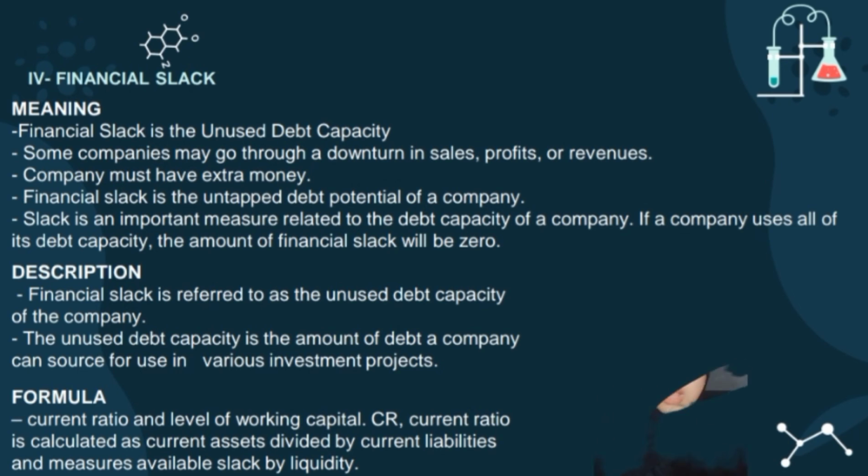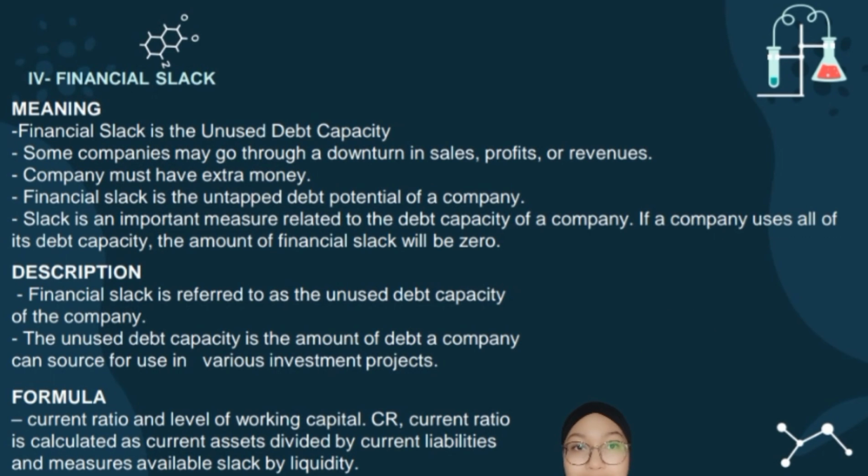If a company uses all its debt capacity, the amount of the financial slack will be zero. In such a condition, the company will be unable to meet unexpected costs that may be necessary for the good health of the company. In many situations, financial slack is also referred to as the unused debt capacity of the company. The unused debt capacity is an amount of debt a company can source for use in various investment projects. It is useful because companies usually need money to grow or expand. The financial slack helps the company in time of need.